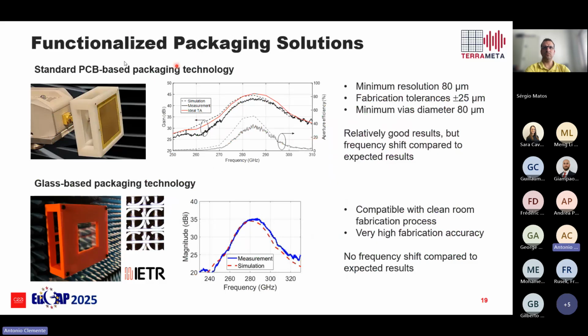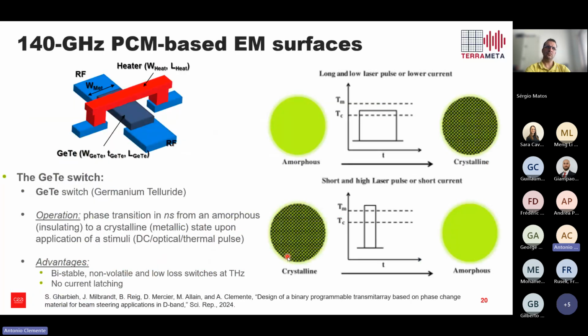In parallel to this, we are studying the possibility to develop new packaging solutions based, for example, on fused silica. You can see here a transmit array we developed in collaboration with an external partner, the University of Rennes, Professor Ronan Sauleau. We recently demonstrated this transmit array that operates in the frequency band around 280 GHz. You can see here the measurement and the simulation that fit very well. I will explain this after.